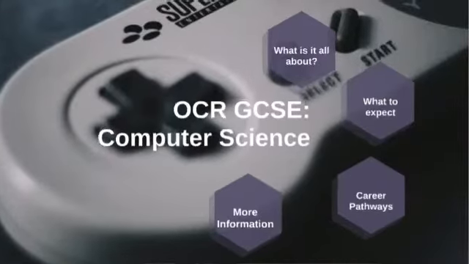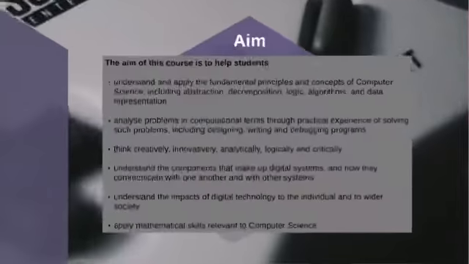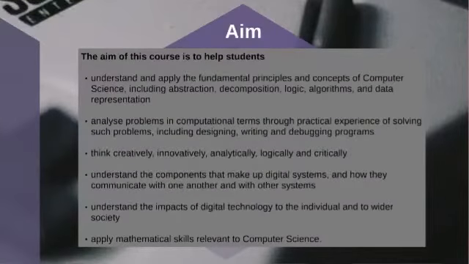So, what is computer science all about? Is it about playing games? Is it about programming and coding? Is it about inventions, robots, and artificial intelligence? Or is it about problem solving? Well, it's all these and much more. The aim of this course is to help students understand and apply the fundamental principles and concepts of computer science, which includes abstraction, decomposition, logic, algorithms, and data representation.